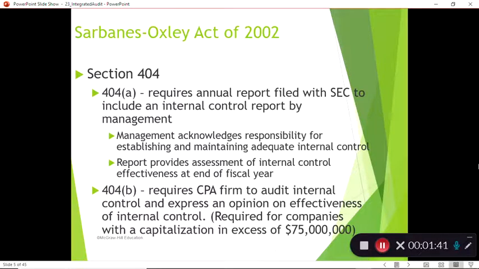So Sarbanes-Oxley, section 404, that's essentially where the internal control has to be included. The first section of 404 is essentially the management responsibility. They have to establish and maintain it. They're actually going to do an assessment as well, which we'll talk about in a minute. And then section 404B is that the CPA firm has to actually audit the internal control and express an opinion on the effectiveness of internal control over financial reporting. It's not in that little paragraph, but it has to be over the financial reporting. And so large companies with capitalizations over 75 million are required to do that under SOX.